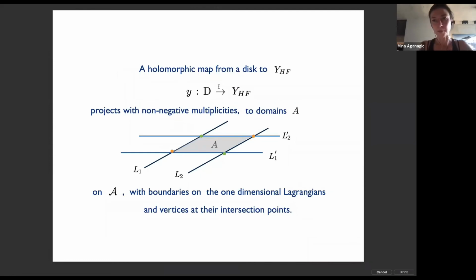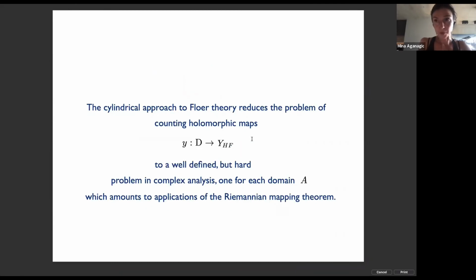Now, a holomorphic map from a disk to the target of Heegaard-Floer theory projects, with non-negative multiplicity, since it's just a symmetric product, to domains on the Riemann surface A, with boundaries on one-dimensional Lagrangians and vertices on their intersection points. So this is an image of a holomorphic disk. The cylindrical approach to Floer theory reduces the problem of counting holomorphic maps to Y, the target of Heegaard-Floer theory, to a well-defined but hard problem in complex analysis, one for each domain in A. It essentially amounts to multiple applications of the Riemann mapping theorem.